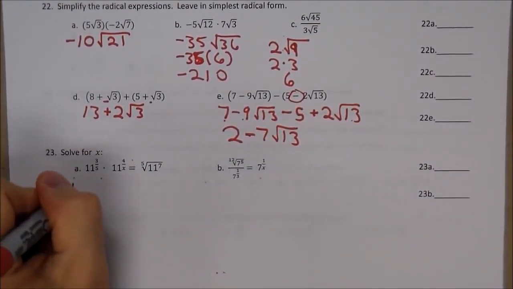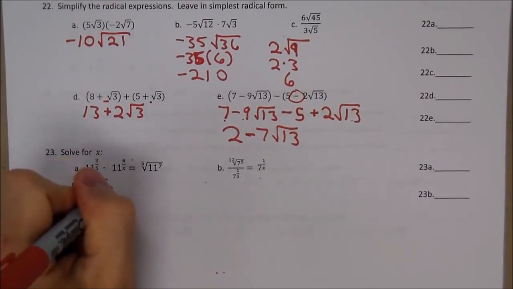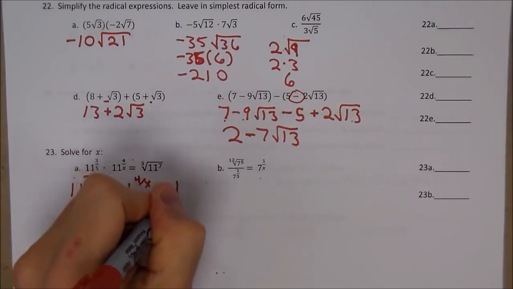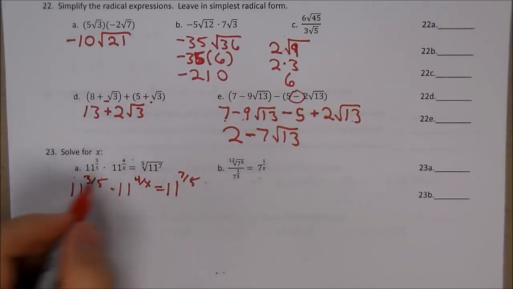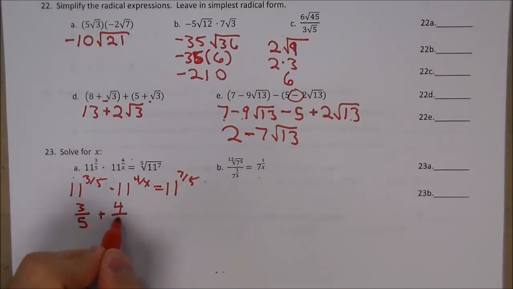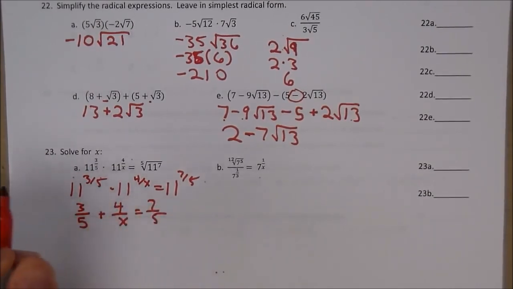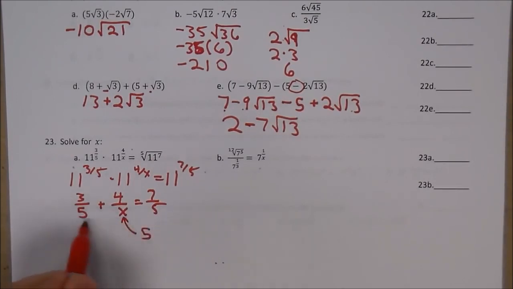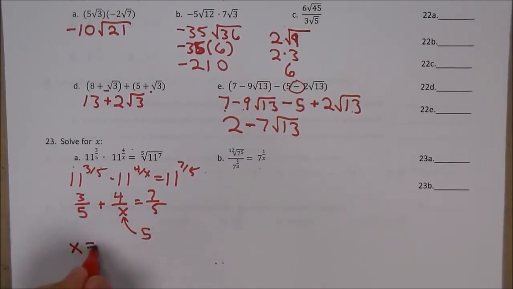23, all of them have the same base. It's 11 to the 3/5 times 11 to the 4 over x equals 11 to the 7/5. So in doing that, I can just make it into the equation 3/5 plus 4 over x equals 7 over 5. Because these exponents need to add to equal that one. So we drop the base off of there, and we look, well, 3 and 4 add to 7, but that's only going to work if this is 5 and they have like denominators. Since that's the case, we're going to say x equals 5.